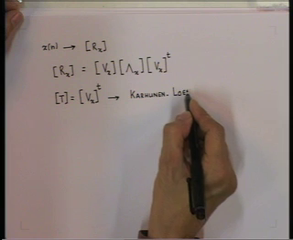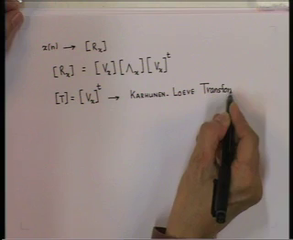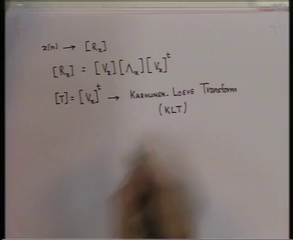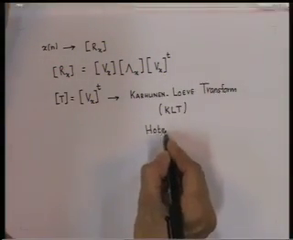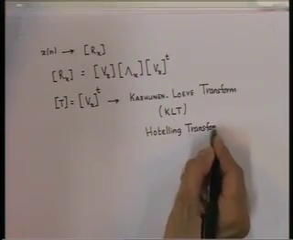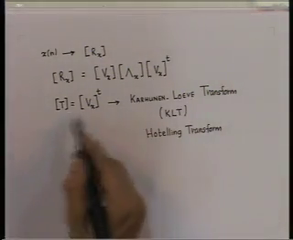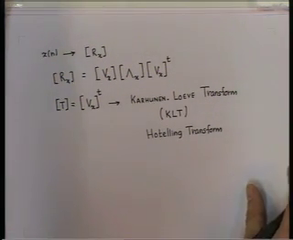Karhunen-Loeve transform, or in short KLT. This is also known sometimes as the Hotelling transform or principal component analysis. Now, if we choose this, then the desired property is satisfied, and this can be easily verified as follows.